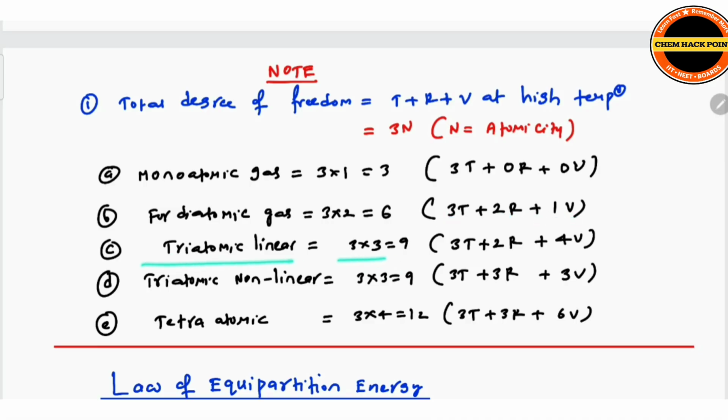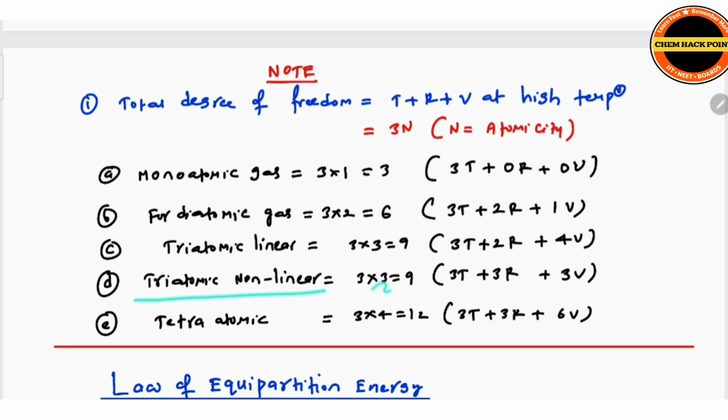Triatomic linear, 3 into 3, 9 here. So 3 translational, 2 rotational, 4 vibrational.